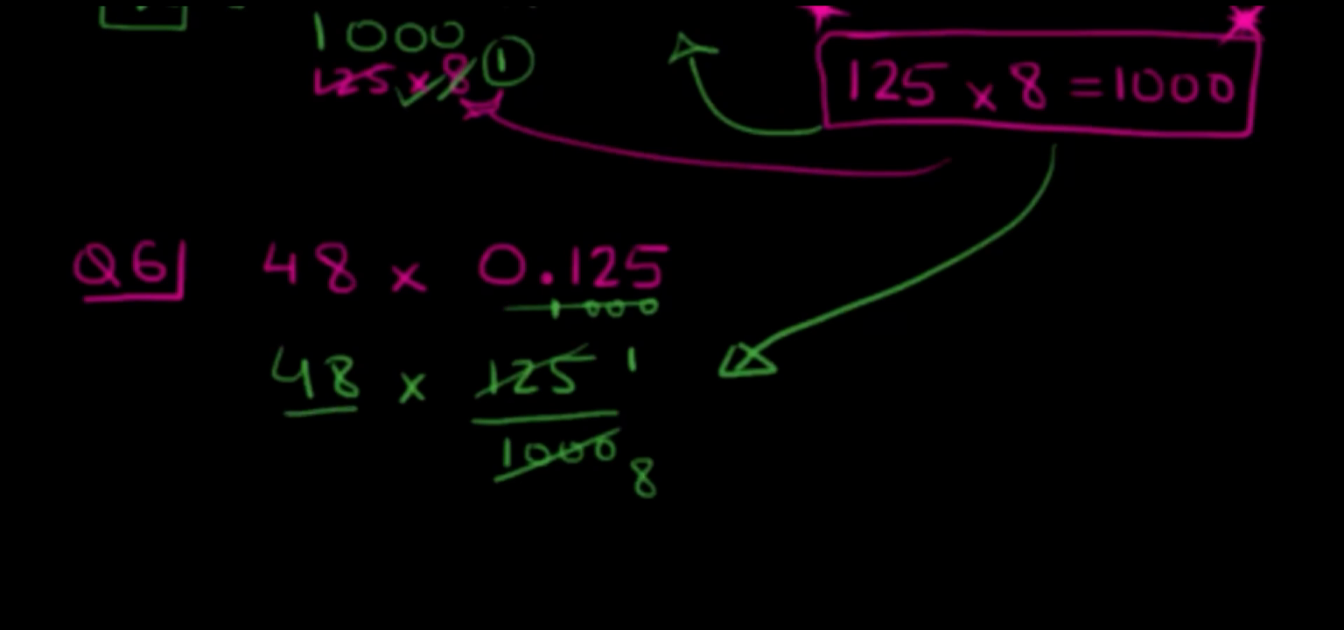And then 48 and 8 are divisible. 8 times 1 is 8. 8 times 6 is 48. That leaves me with a 6. As easy as that. So don't worry about this particular thing over here.